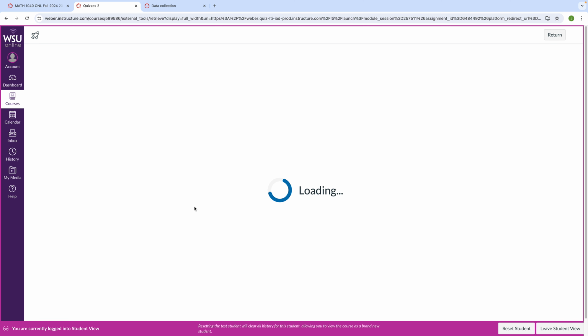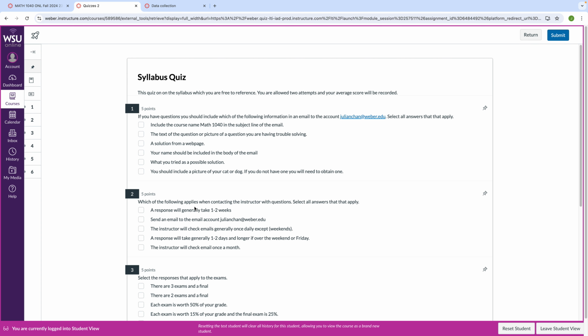Okay, so this is a typical outlook of what your syllabus quiz looks like. Okay, so this first question asks if you have questions, you should include which of the following informations, and select all answers that apply. So notice this wording, select all answers that apply. That is important wording in the question. So that tells you it's not just select one. Okay, so I'm going to select this one, and I'm going to select this one. Okay, and I'm going to select that one.